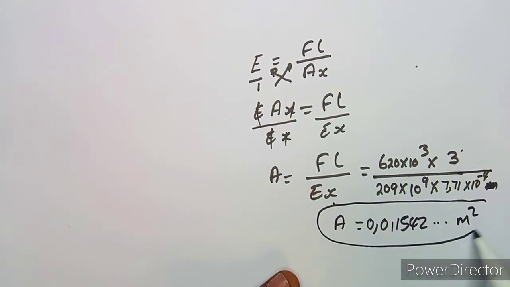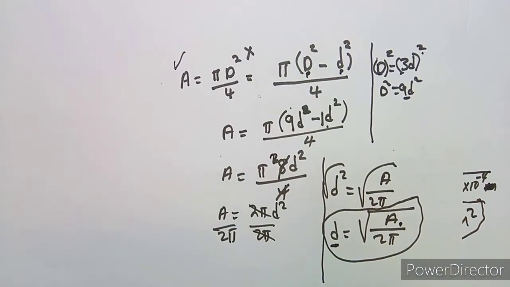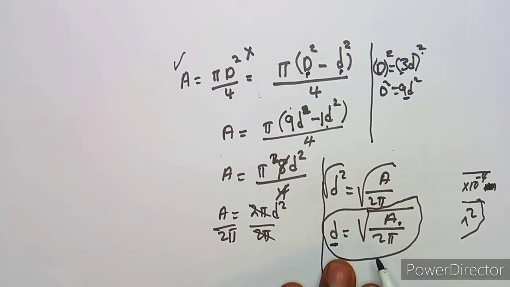So this is your area, where we know that our area is measured in what? In square meters. Using this area now, remember our main aim is to calculate what? The diameters, and we have an expression that we derived together here. Remember, we derived it here to make d the subject, and we say d, which is the internal diameter, is equal to the square root of A over 2 pi.